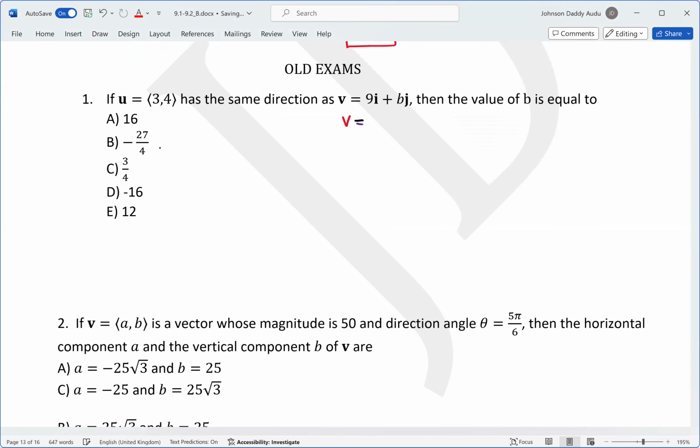So V is just what? This vector, (9, B). And U is still (3, 4). So they have the same direction. So what is the direction here? Remember, direction we got from tan theta, which is just 4/3. And here also tan theta is equal to B/9. So if they must have the same direction, then we can just equate this, right?